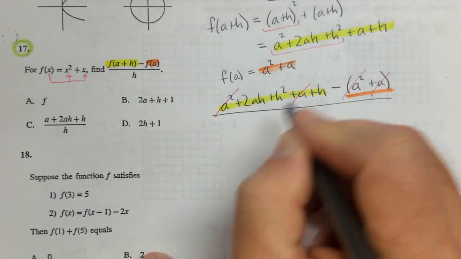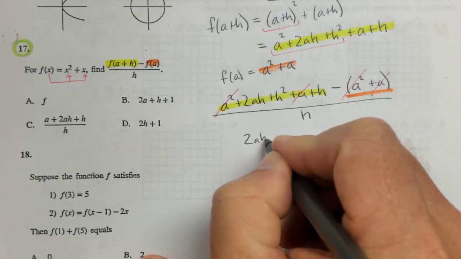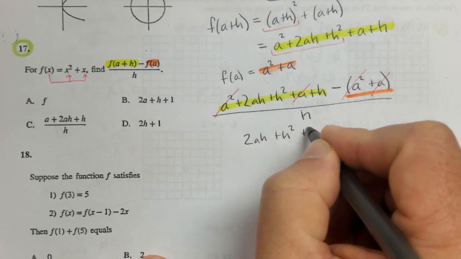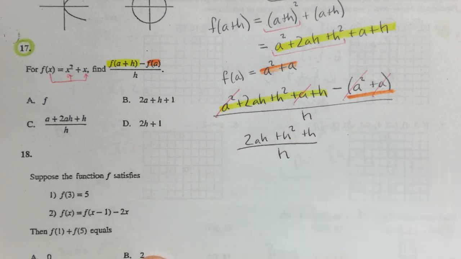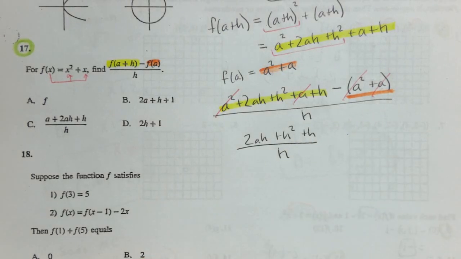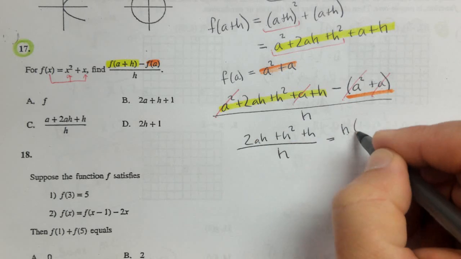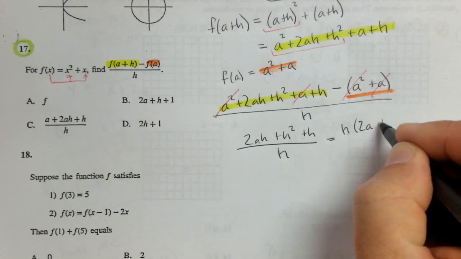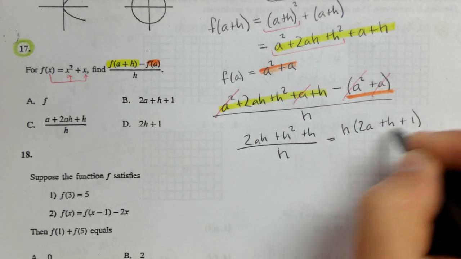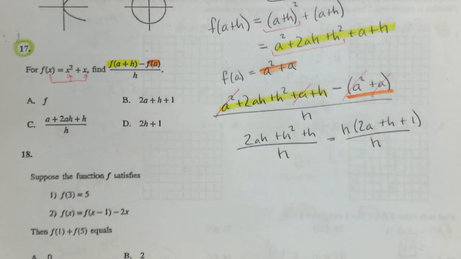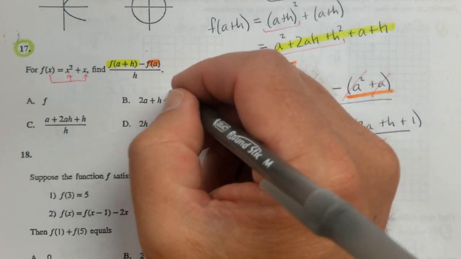Some ambitious people will keep canceling. I'm going to rewrite what I've got, and then realize, oh, this is good news. They all have an h in them. So I can cancel that h out. If you prefer, it might be easier to factor the h out. That's a little more formal, official looking to do it that way. You don't have to. Oh, there we go. There's my answer.